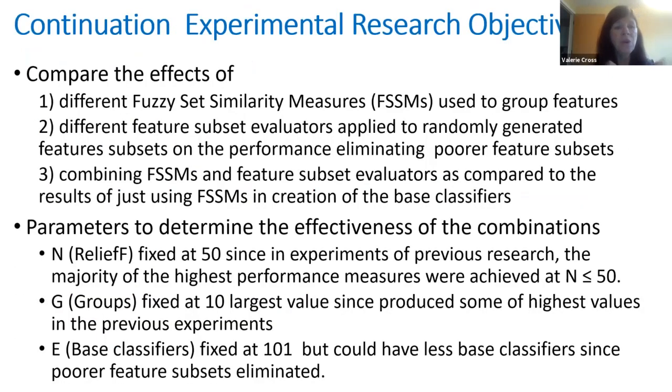So those are the measures, and we wanted to compare the effects of these grouping features using the fuzzy similarity measures with evaluating the groups that they produced, and picking only high quality ones. Since we weren't worried about finding the highest values, we basically wanted to compare: does using a feature subset evaluator improve the ensemble measures, and how much does it reduce the number of classifiers that you have to put in your ensemble?